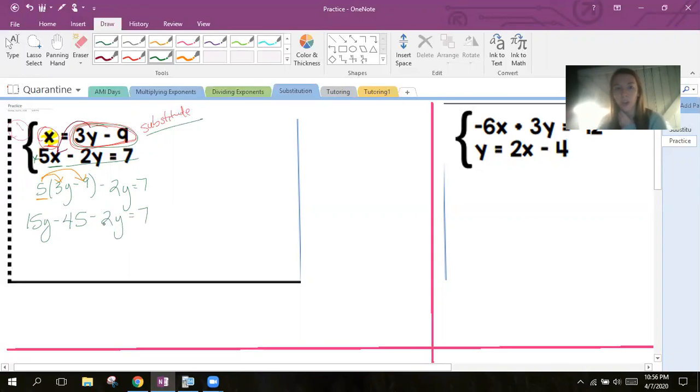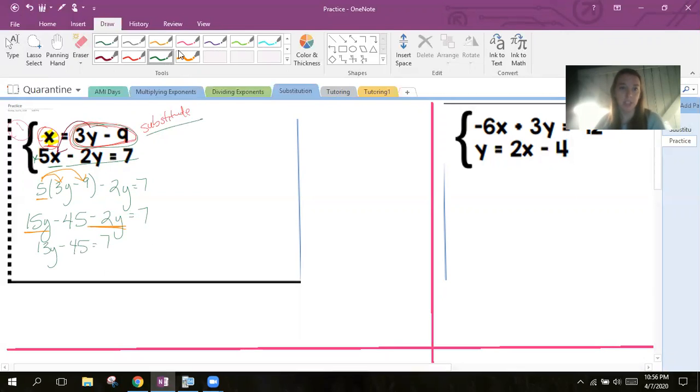Now I see that I'm going to have to combine my like terms. I have a 15y and I have a negative 2y. Always look at the sign in front of your number to see if it's positive or negative. So I have 15y minus 2y, and that's going to give me 13y minus 45 equals 7.